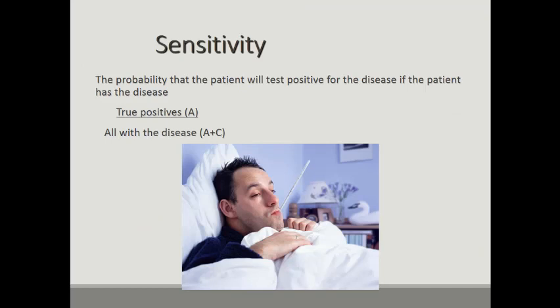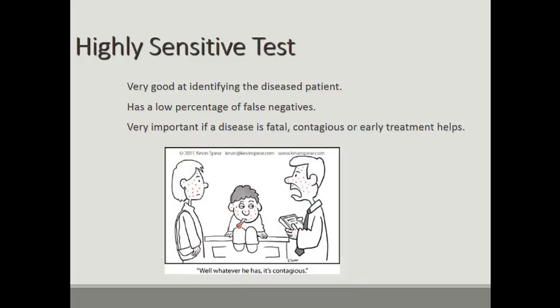There are several measures that can come out of this 2x2 table. You're going to see that sensitivity is one of them. The probability that the patient will test positive for the disease if the patient has the disease. So this is going to take your true positives from box A and divide them by everyone that has the disease, which is box A plus C.